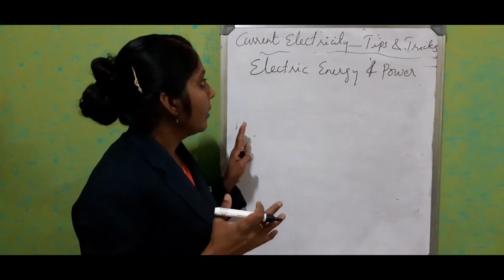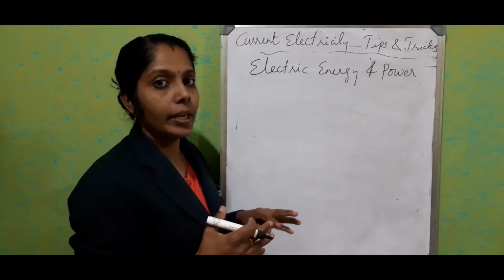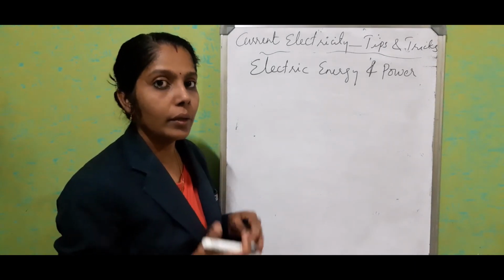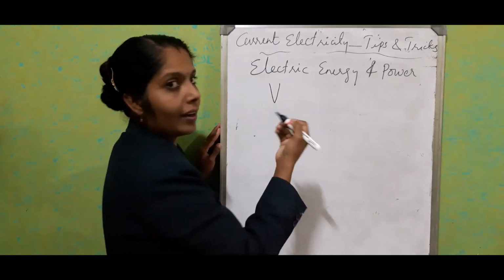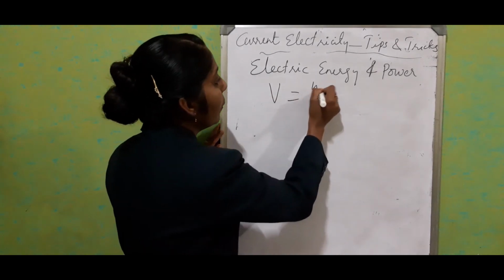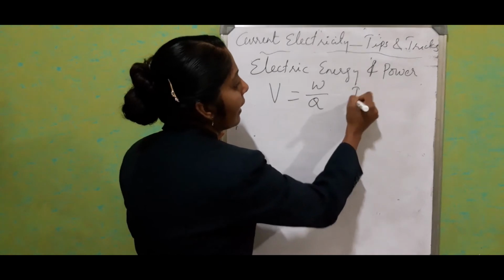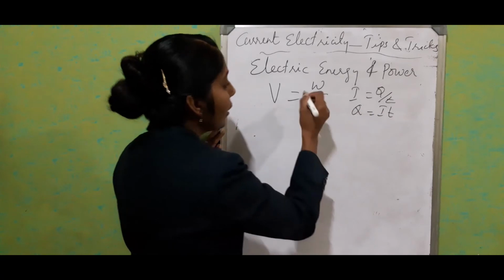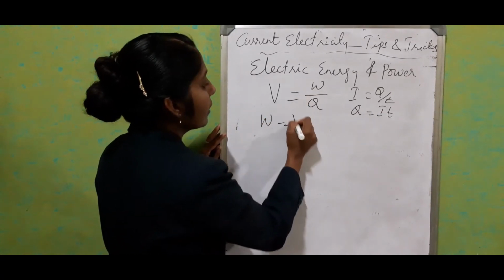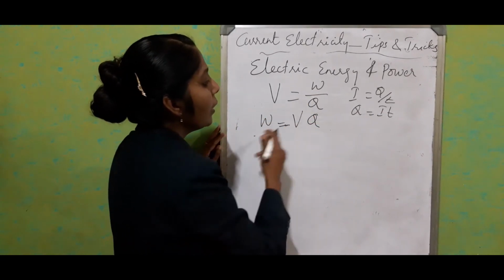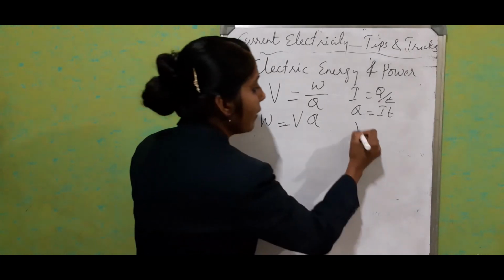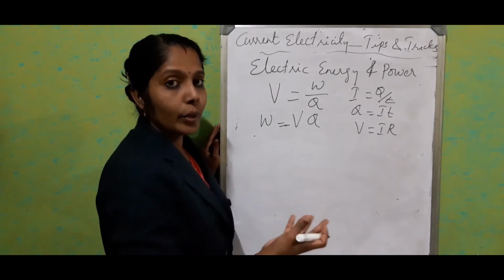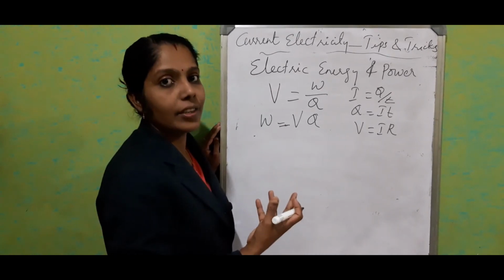We have come to the last session, that is electric energy and power. Energy, we know, is equivalent to the work done. So we studied the equation: potential difference is equal to work done by charge, and I is equal to Q by T, or Q is equal to I into T. So from here W is equal to VQ. On the basis of this equation and V is equal to I into R, we have a few equations to find out the electrical energy.